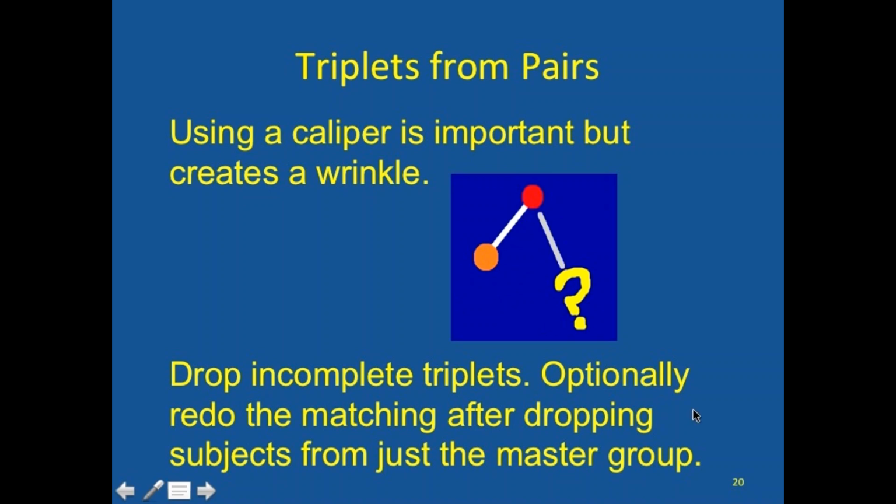Now optionally, we can redo the matching after dropping subjects from just the master group. So imagine doing this, dropping all the master subjects that end up getting excluded in this process, and then redoing the matching. The reason to do that is maybe there's some really good orange subjects that got wasted by getting thrown out in this dropping step here. And so by keeping all of the orange and yellow subjects in, pruning just the reds and then redoing the matching, you have a chance of getting a slightly better match there.